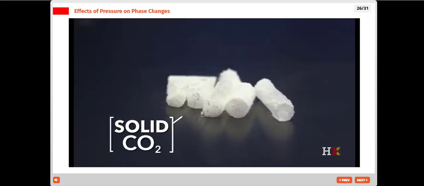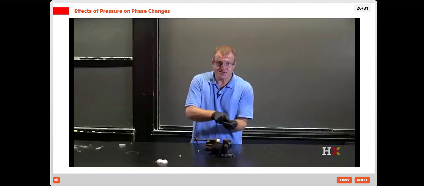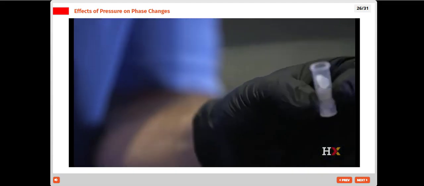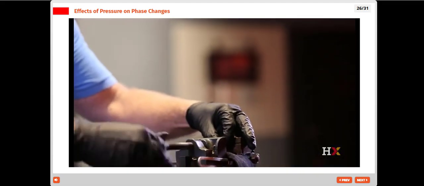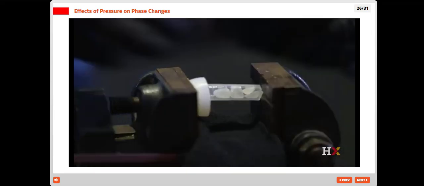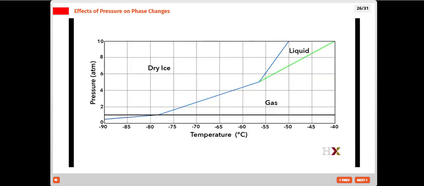If we raise the pressure, we can put the carbon dioxide in a place where it can exist as a liquid. Going to seal it up so that the gas cannot escape. Because the gas can't escape, the pressure inside of the tube is going to go up. When the pressure inside of the tube reaches about 5 atmospheres, the dry ice reaches a point where instead of going directly to gas, subliming, it can melt. It can turn from a solid to a liquid.